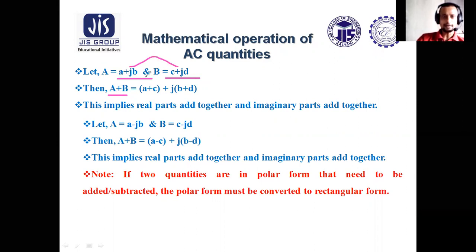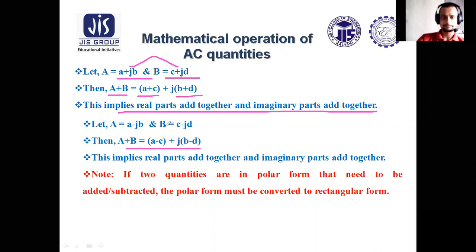So real part a and real part c will be added together, and imaginary part b and d will be added together. This implies real parts and imaginary parts are added separately. Similarly for subtraction, A minus B will be a minus c plus j into b minus d.